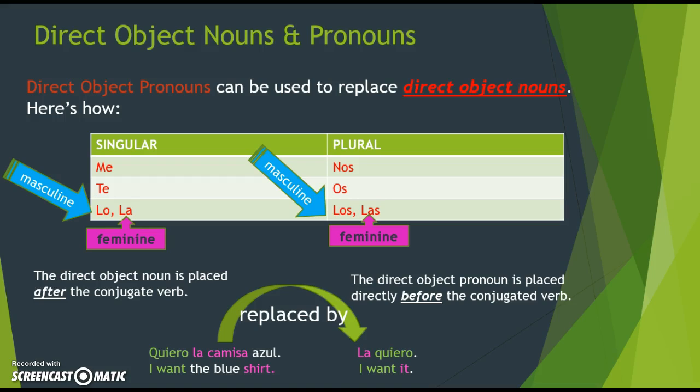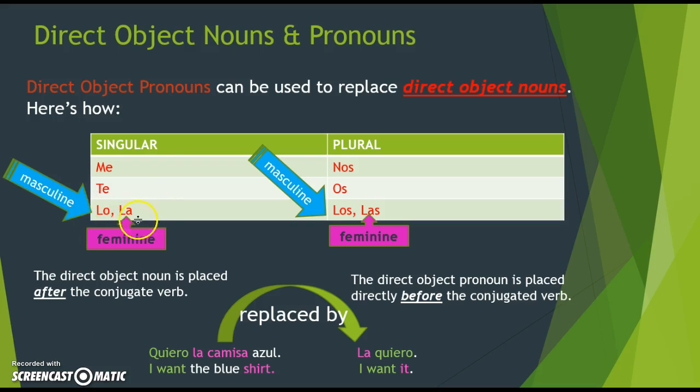The direct object noun always is placed after the conjugated verb. The direct object pronoun, however, is placed before the conjugated verb. Por ejemplo, quiero la camisa azul. I want the blue shirt. So in this case, the word quiero is my verb, and the word camisa follows it directly. However, when I get rid of the noun, I now place the direct object pronoun in front of my verb, la quiero. I'm still referring, however, to la camisa, so it needs to maintain its feminine singular form.